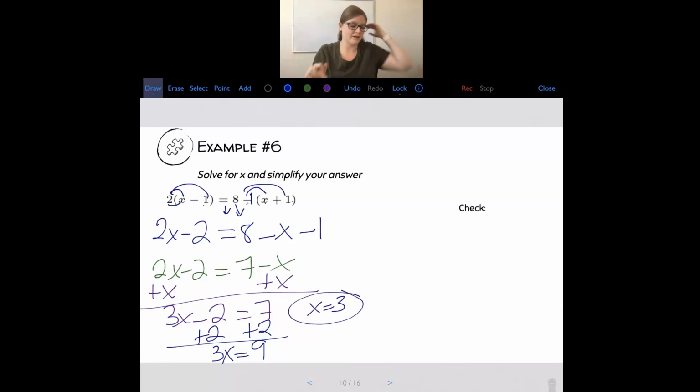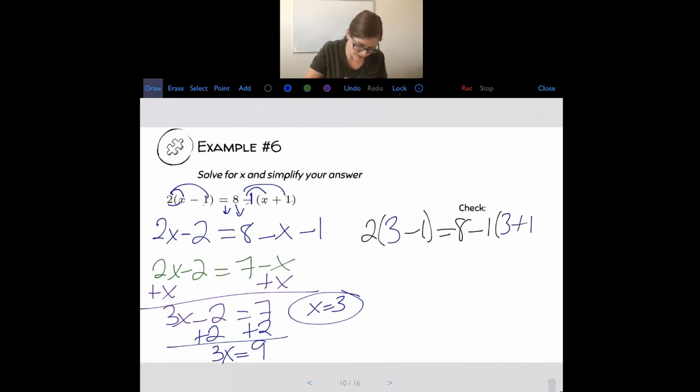Okay, I'll set up the check on this one as well. Since we have parentheses, just be careful that the value you found, 3, needs to go in for every x that you see in the original equation. So this is 2 times, we have 3 minus 1 equals 8 minus 1 times 3 plus 1. Oops, I should have done that in a different color. Okay, so you'll plug it in everywhere you see x, and I'll leave it for you to check.